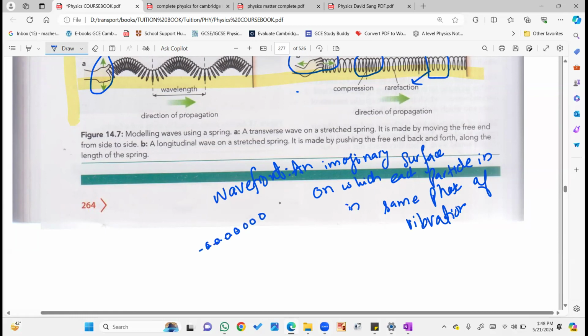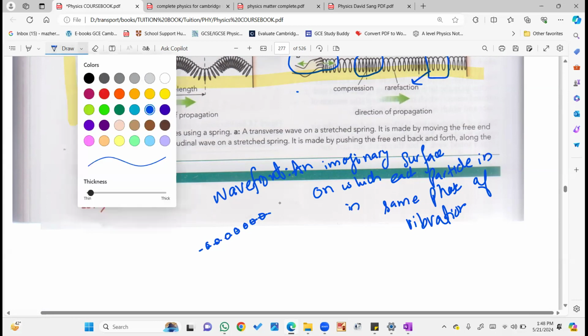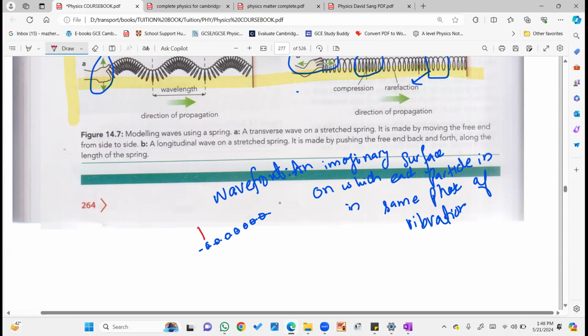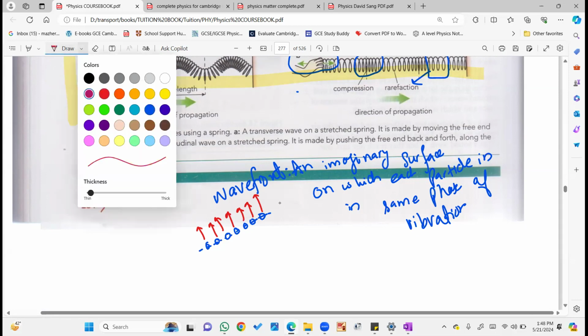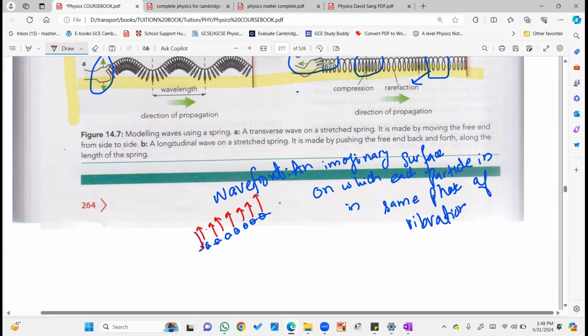Suppose these are the particles. They are attached by an imaginary surface. If they all go up together and come down together at the same instant, such a type of imaginary surface is known as a wavefront. And this is how waves travel across the mediums. ठीक है? This is how waves travel across the medium.